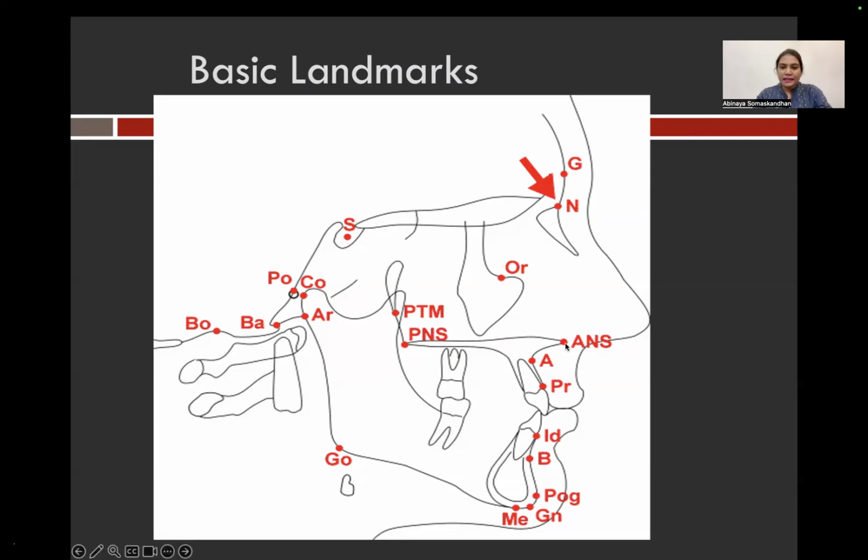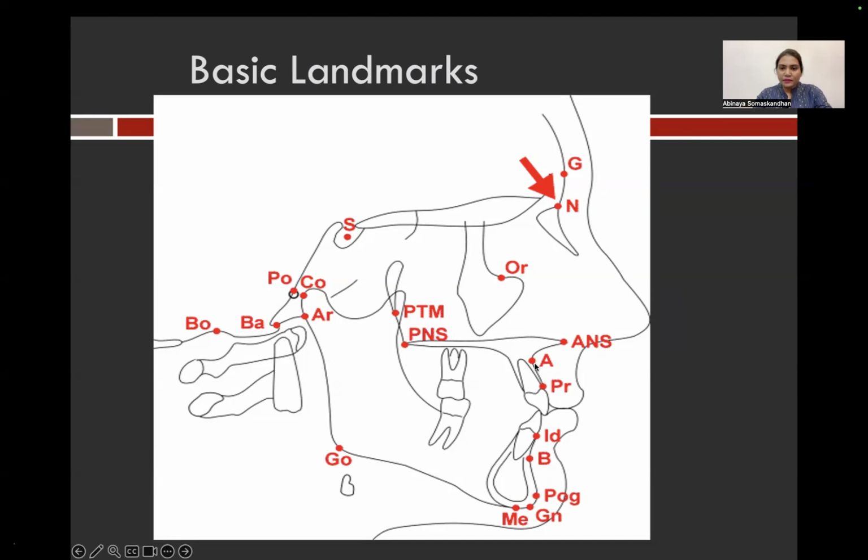The next is the ANS, which represents the anterior nasal spine, and it is the anterior tip of the sharp bony process of the maxilla. Next is the PNS, the posterior nasal spine, which is the posterior spine of the palatine bone, which is the continuity of the hard palate.